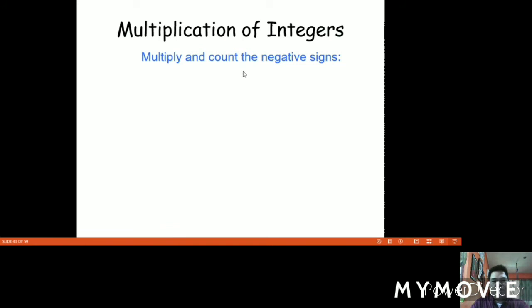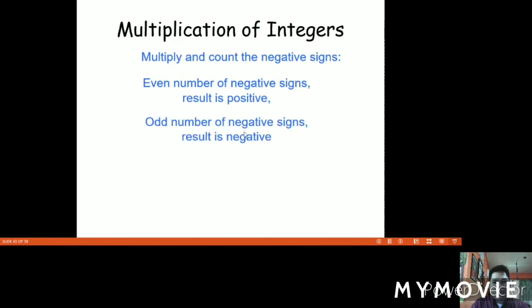Multiplication of integers: multiply and count the negative signs. Even number of negative signs, the result is positive. What do you mean by even number? Meaning 2, 4, 6, 8, or others. So when you multiply two numbers, two negative signs always give a positive answer. Odd number of negative signs, the result is negative. So if you multiply three numbers with negative signs, the result is always negative.